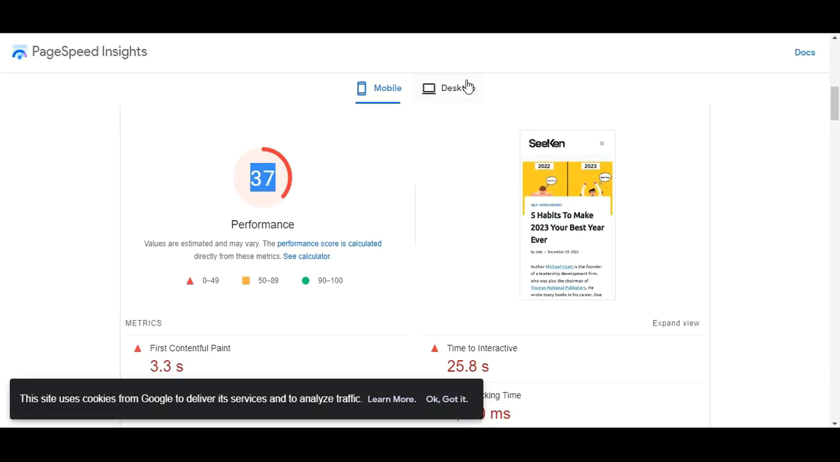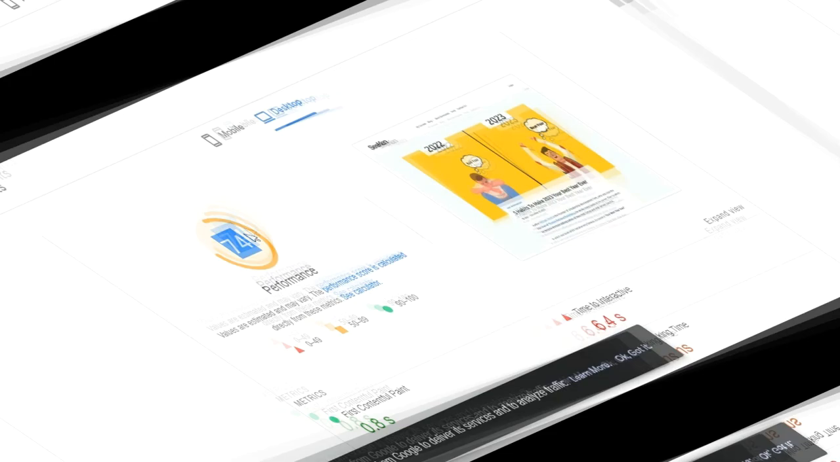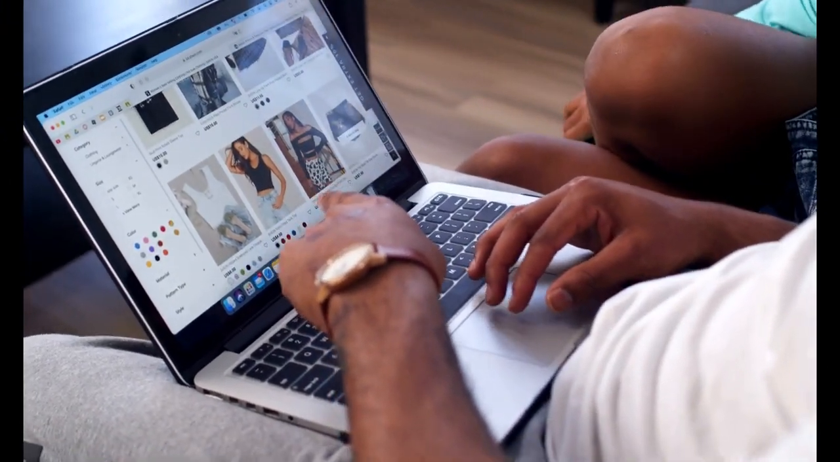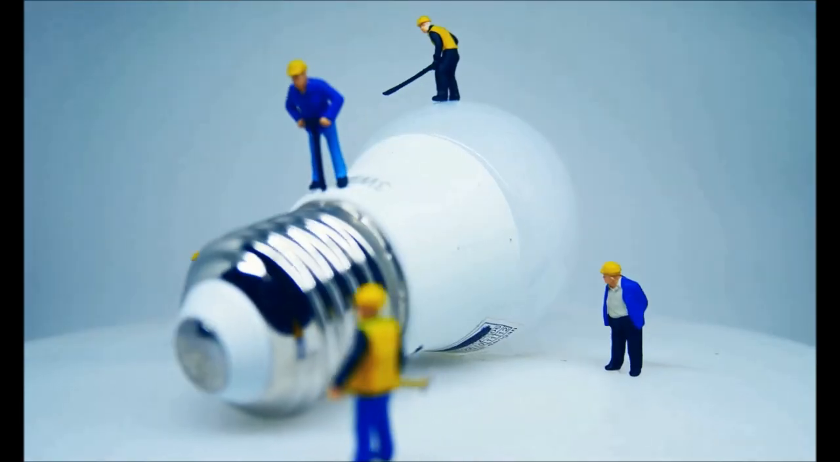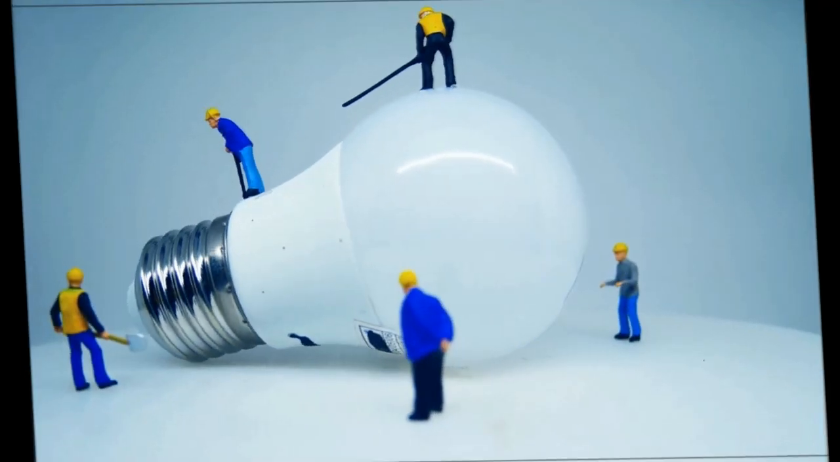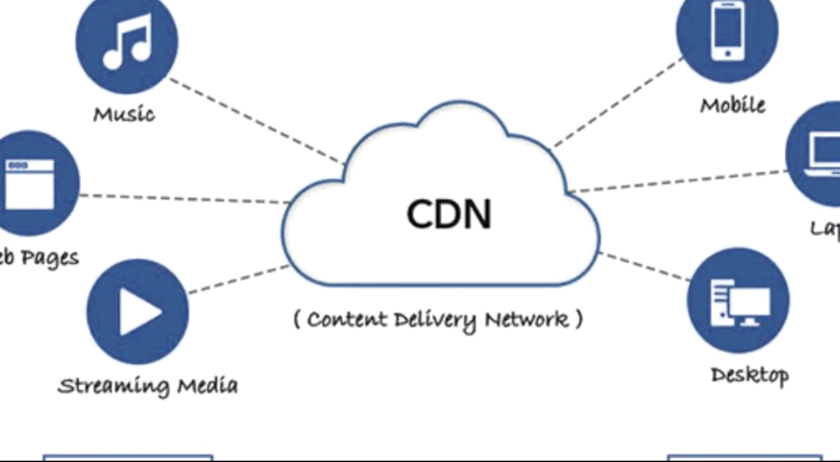Are you frustrated with slow loading times on your website? Not only does a slow website drive visitors away, it also negatively impacts your SEO and your profits. So one solution to improving your site speed is by using a CDN, or a content delivery network.